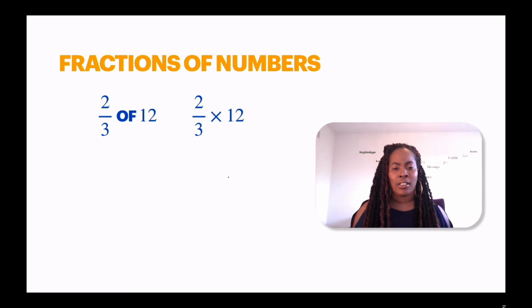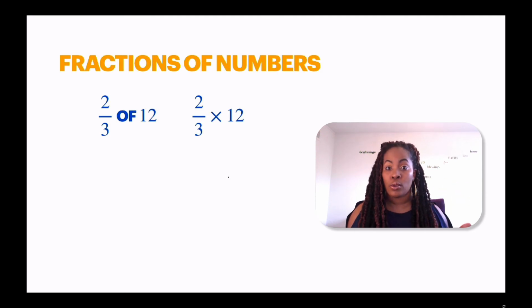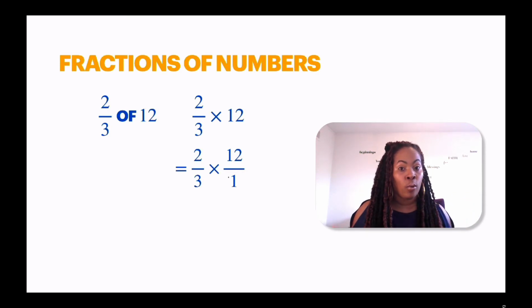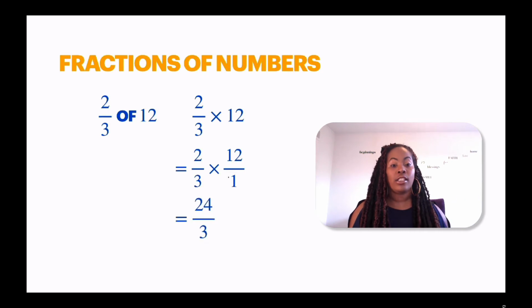And we know how to multiply things like this. First of all, that 12, we're going to have to change that to a fraction. We know that that whole number 12 is really 12 over 1. So we have 2/3 times 12 over 1. And how do we multiply fractions? Straight across. So let's go ahead and do that.